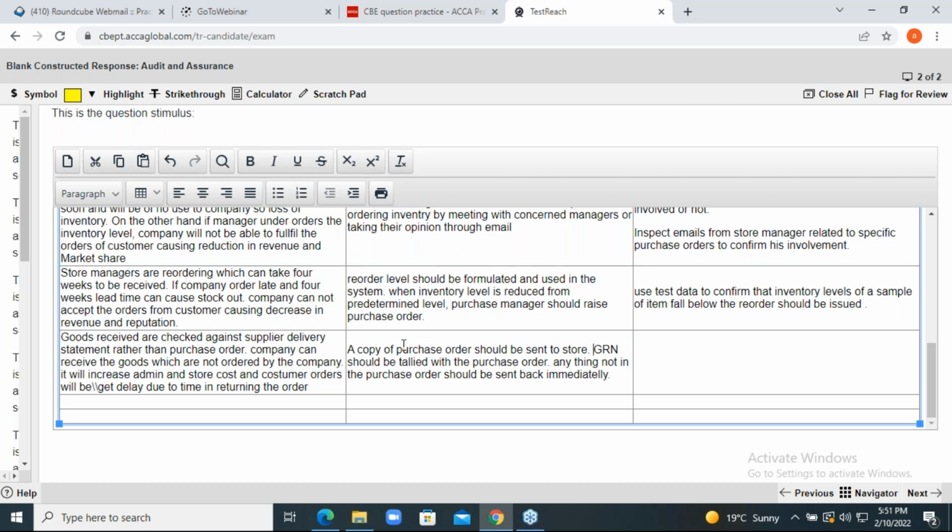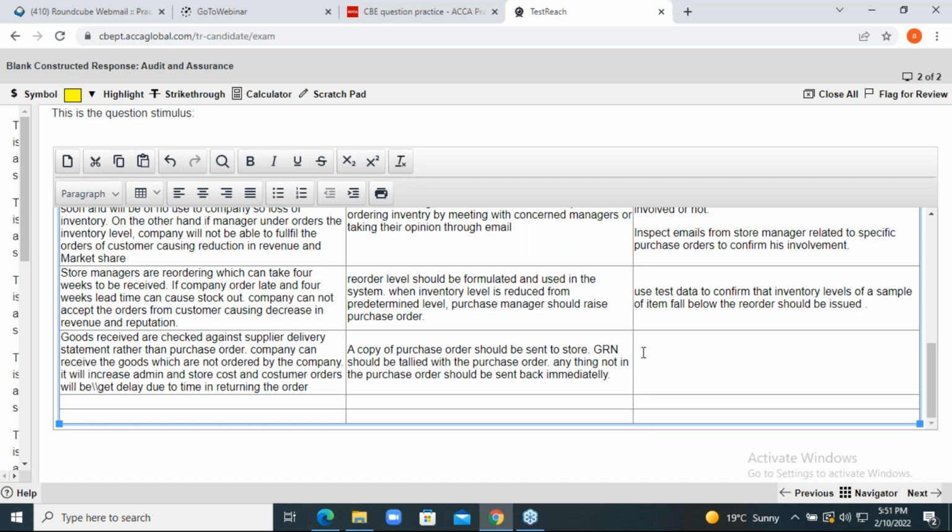If they don't have the related purchase order, how are they going to confirm that this delivery is okay or according to our needs or not? So that is how we are going to control it. Now, how are we going to test this recommendation? This is very easy. You can do it by forward test of control, or you can do it by backward test of control.